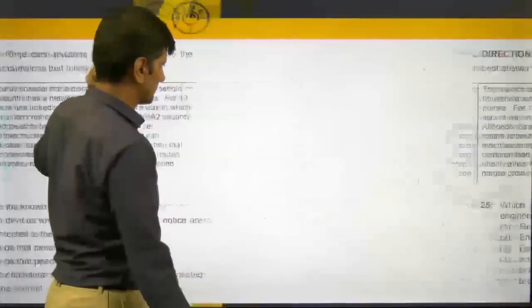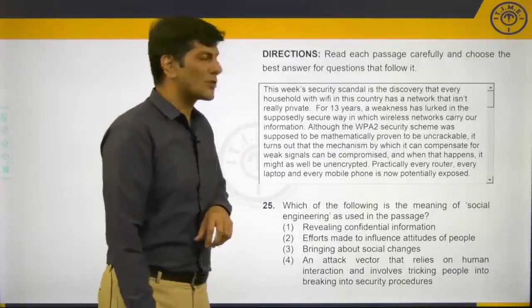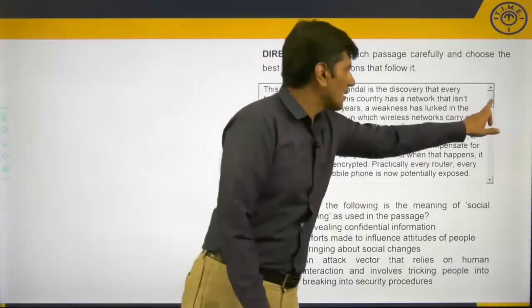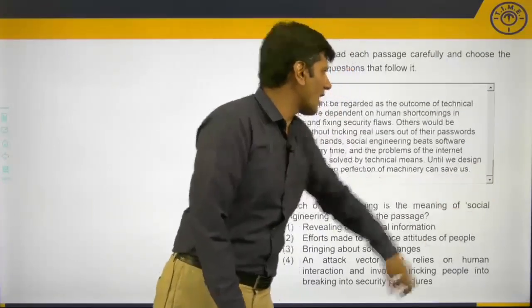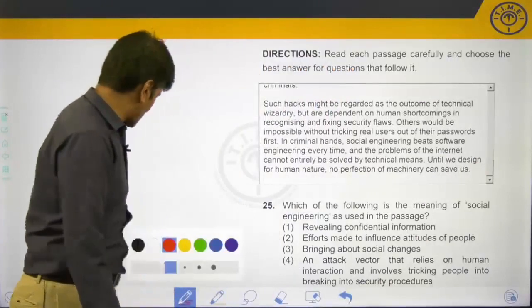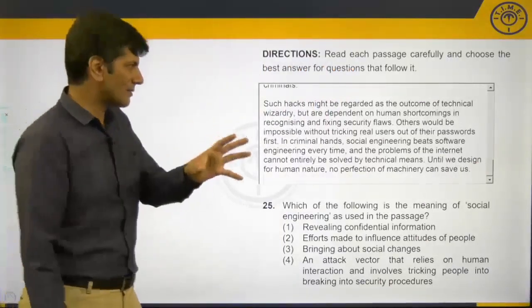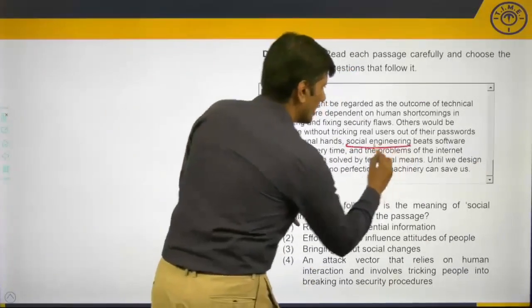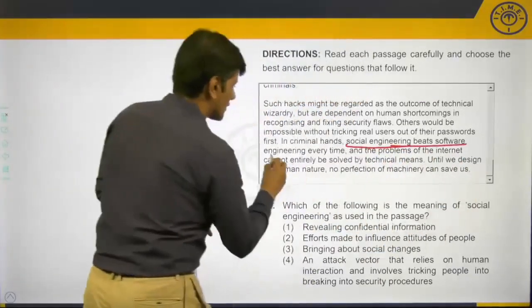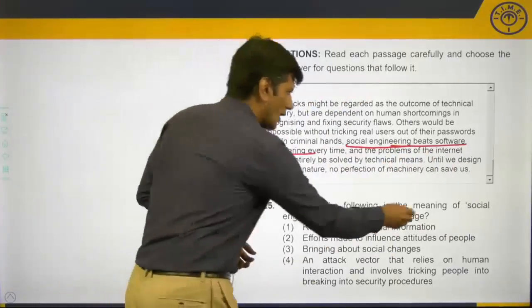25th question. Which of the following is the meaning of social engineering as used in the passage? Social engineering was used in the last paragraph. Now, in the last paragraph, the author has compared social engineering, saying that it beats software engineering every time. So what does this actually mean? Which of the following is the meaning of this?